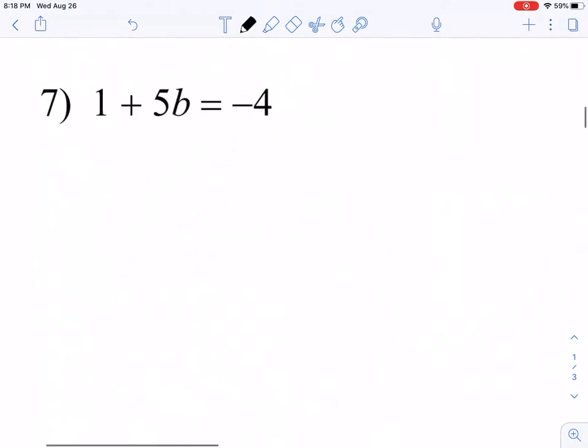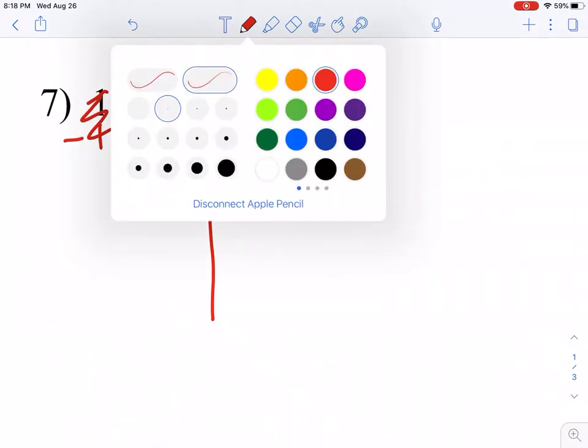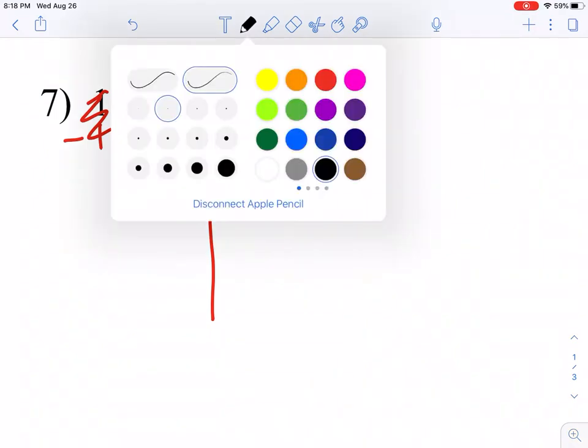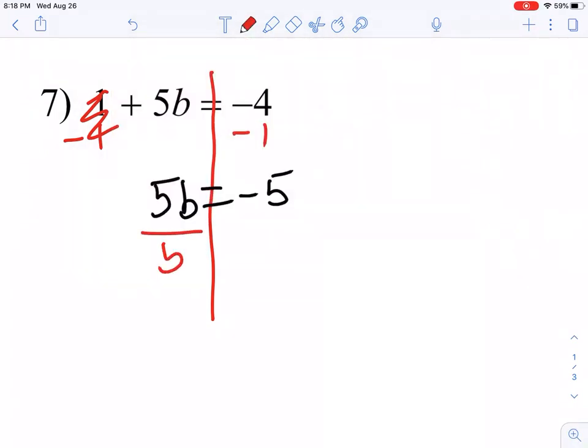Number 7, a two-step equation. We need to get b by itself in 2 steps. The first is by moving this 1, and we will get rid of that by subtracting it to both sides. We get rid of addition or subtraction before we get rid of multiplication or division. Same signs, add them and keep the sign. And then we are dividing 5 to both sides to get b by itself, which leaves us with b equals -1.